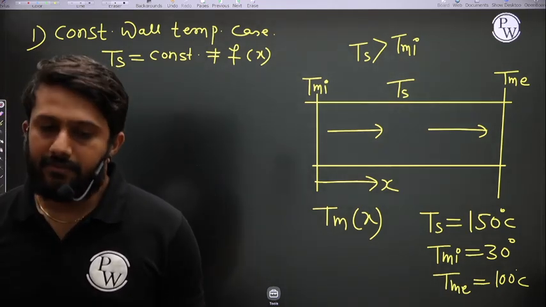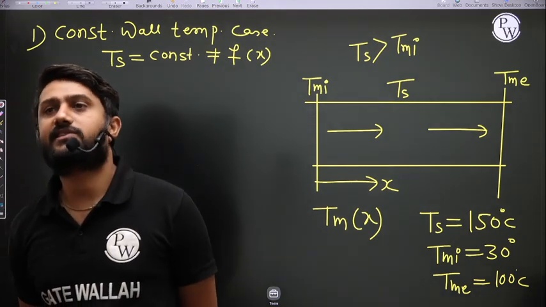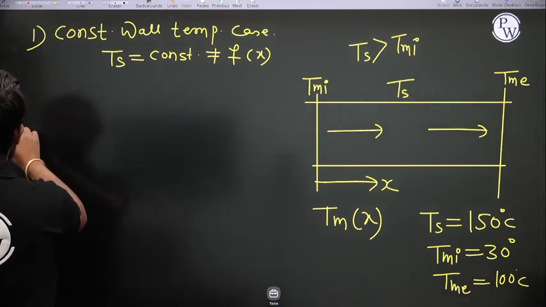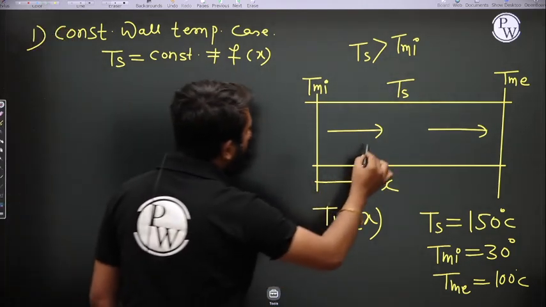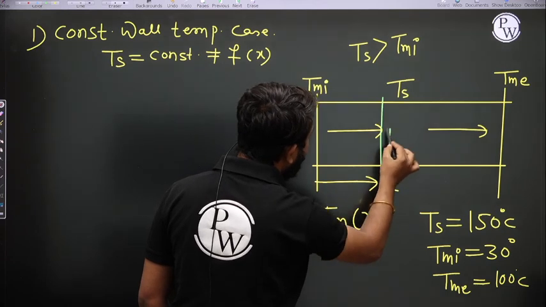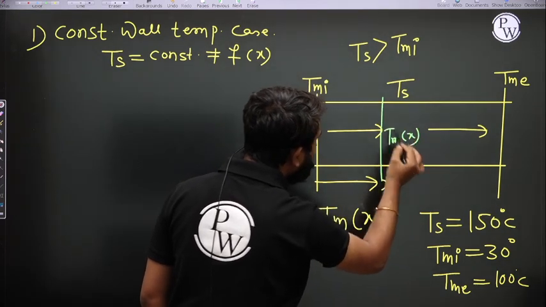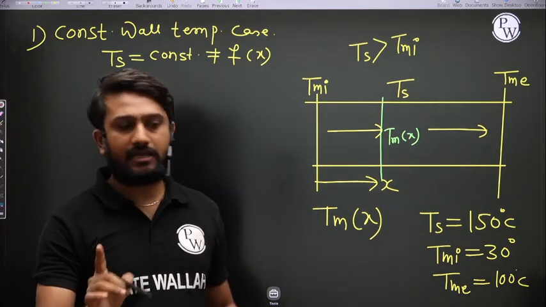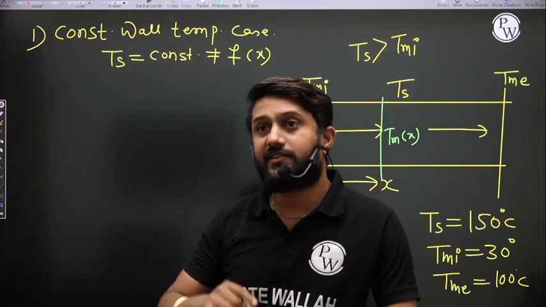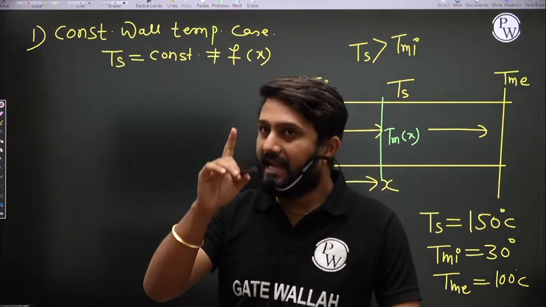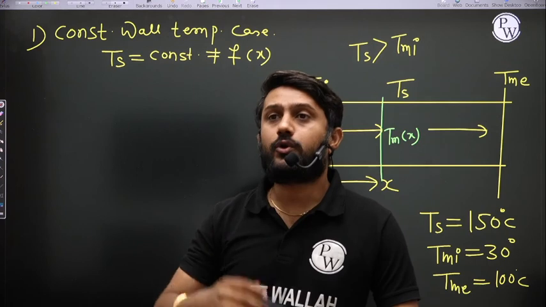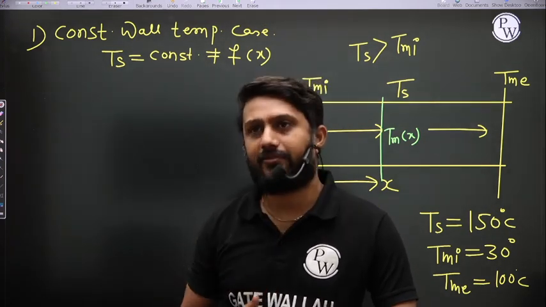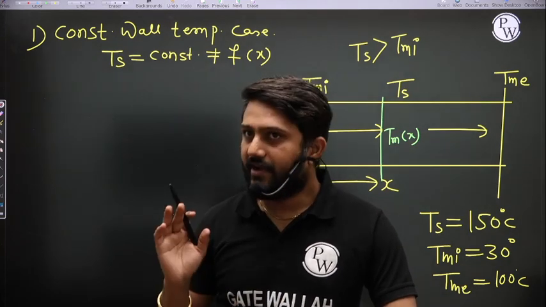Is it fine? Now my question is how this mean temperature changes. If I want to calculate the mean temperature at this particular section, let us assume this is Tm at x. What is the Tm? So the first question is how the mean temperature is changing with respect to x. And the second question is, if I want to calculate the mean temperature at any particular x, then how do I calculate it? Is it clear?